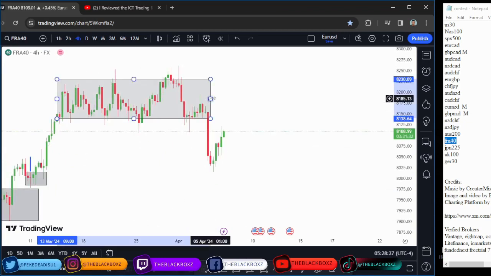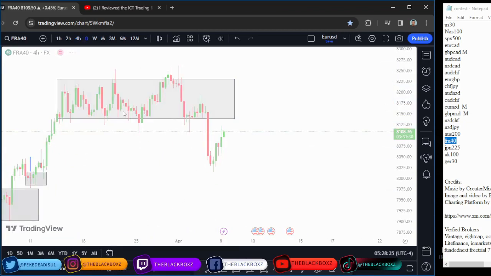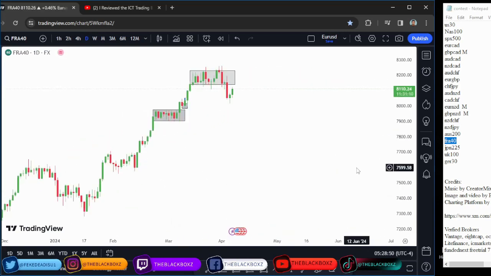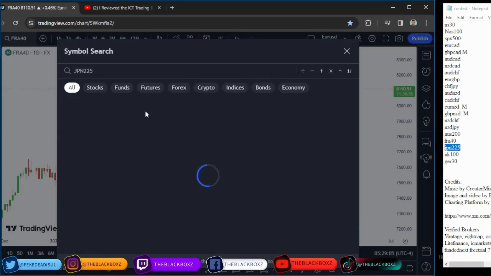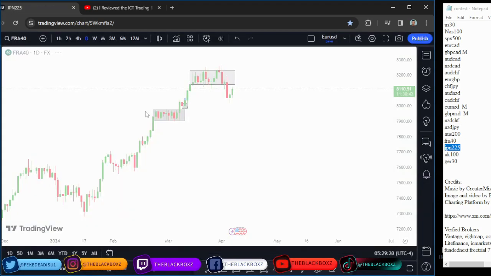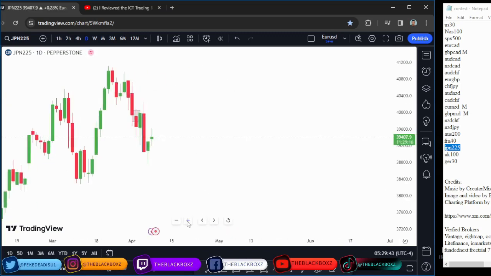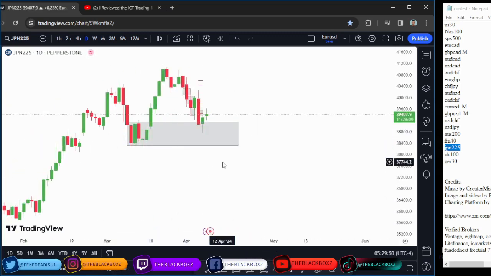On the daily, there was a breakdown. The black box was broken down. As you can see, previously I bought that thing, the previous black box, there was a buy opportunity, and now it is a sell. But on the 4 hours there is no setup. I went to Japan 225, or Nikkei, I think it is Nikkei, another name.